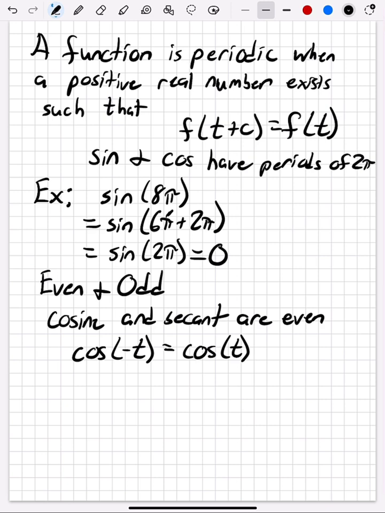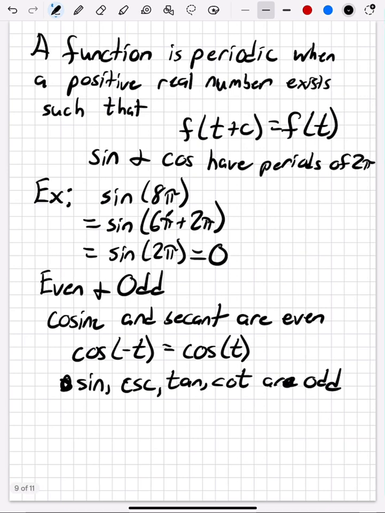All right, so then that means that sine, cosecant, tangent, and cotangent are all odd. So what does that mean from an algebraic sense? That says that the sine of negative t is equal to the negative sine of t. So let me show you a graphic understanding of this.